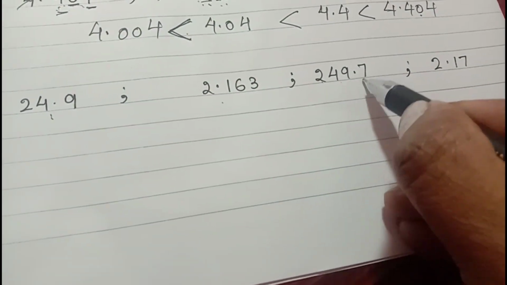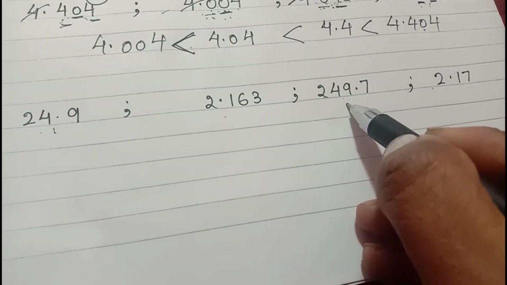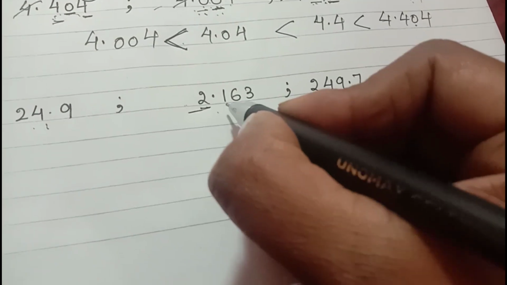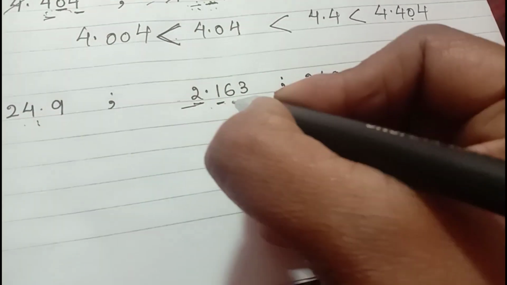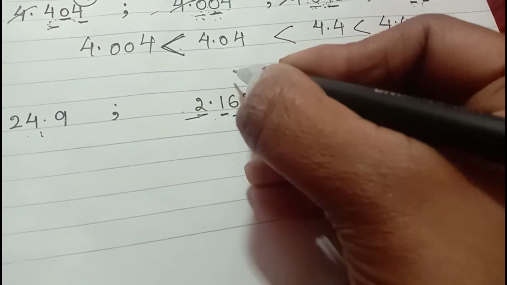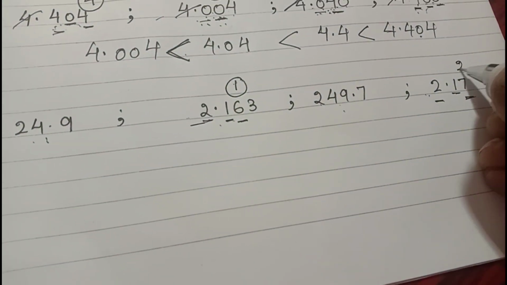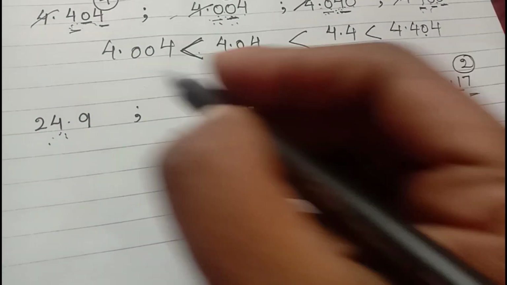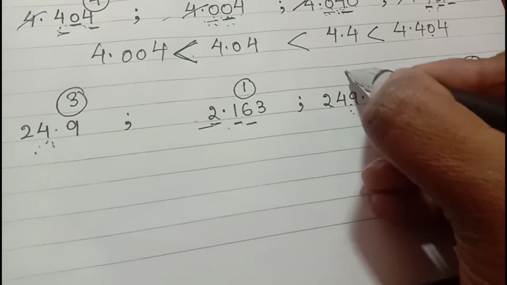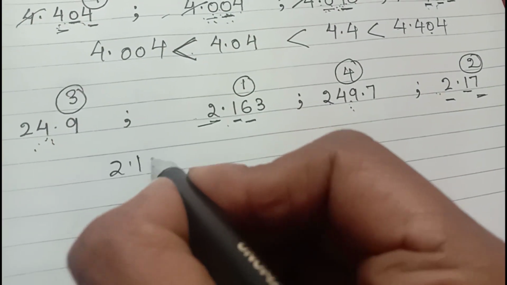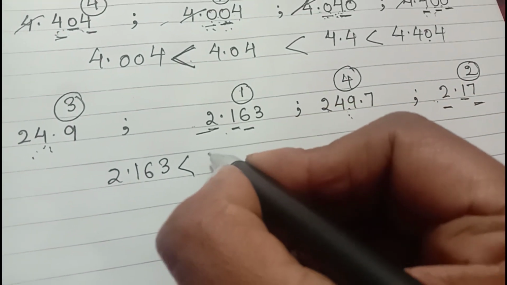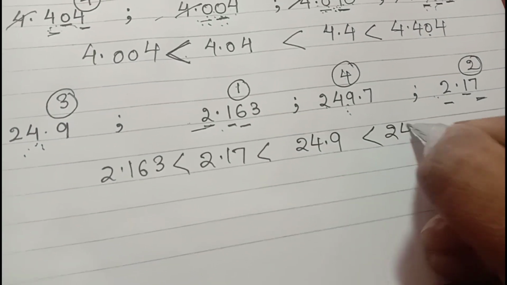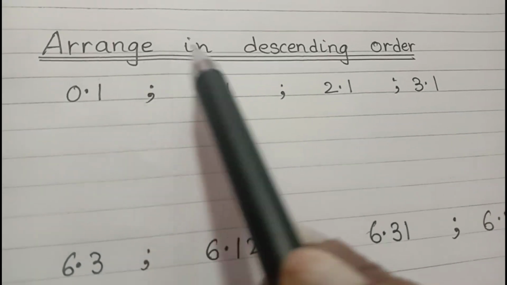Now look at this one. 2.17, 2.163, 24.9 and 249.7. 24 and 249 are bigger numbers, and the 2s are smaller. Whole number 2 and 2 are small. So I will see the first digit after the decimal, 1, 1. Second digit after the decimal 6, 7. So this one is smaller. Now I will compare these two. Here the whole number is 24, here it is 249. So let's arrange it: 2.163, then 2.17, 24.9, 249.7.